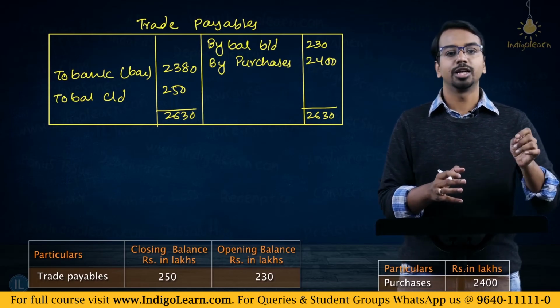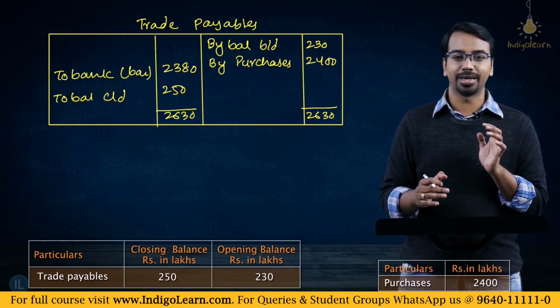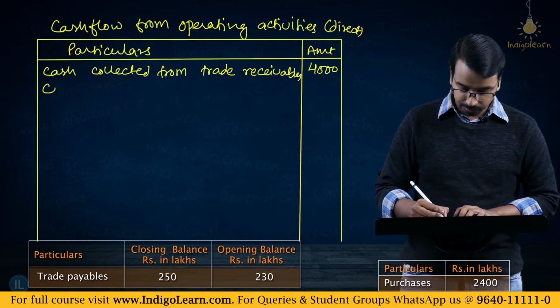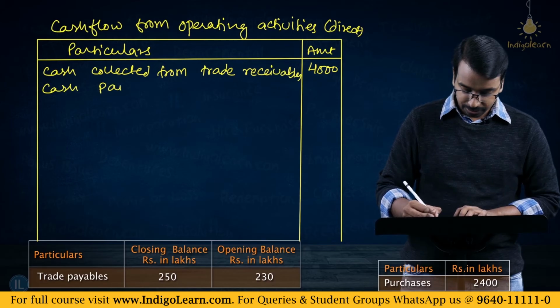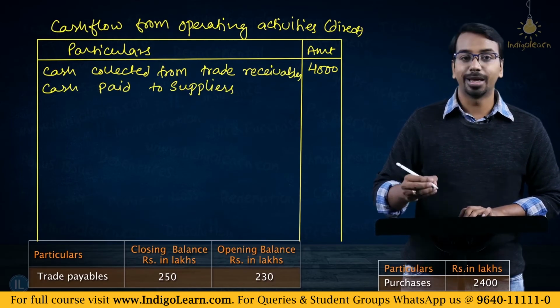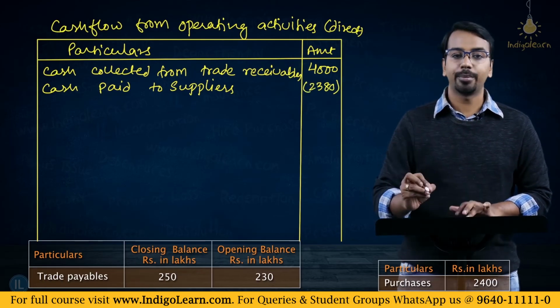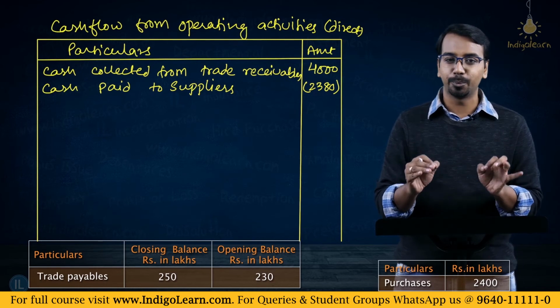So what you can do is put into the cash flow statement as cash paid to suppliers, the amount is 2380. It is always a good habit to put the outflows inside the brackets, right?